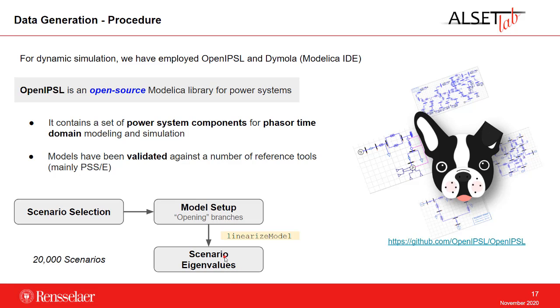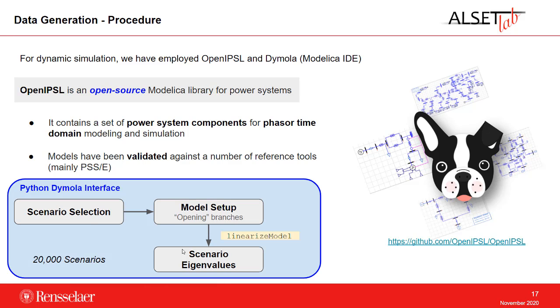We repeat this procedure for 20,000 scenarios, but of course we didn't do it one by one, but we have an automated process using the Python Dymola interface, that is the Dymola API for Python.